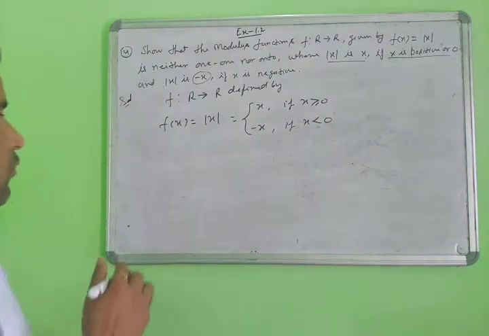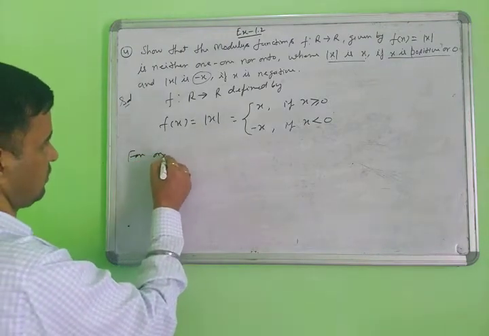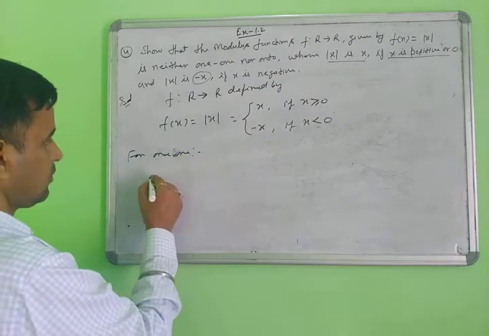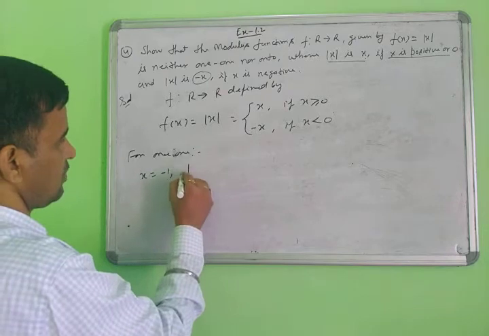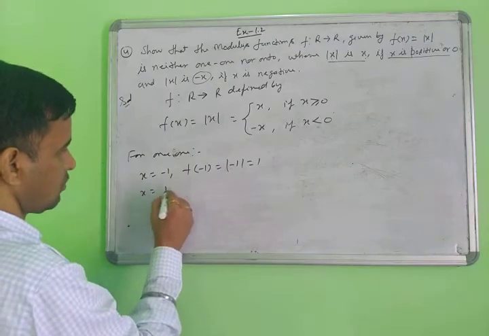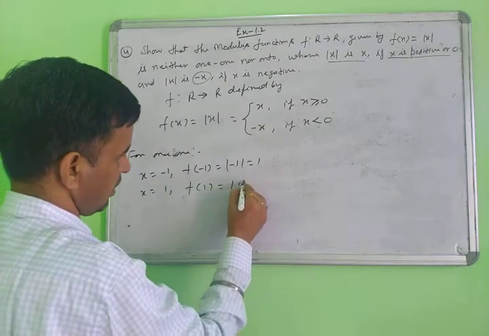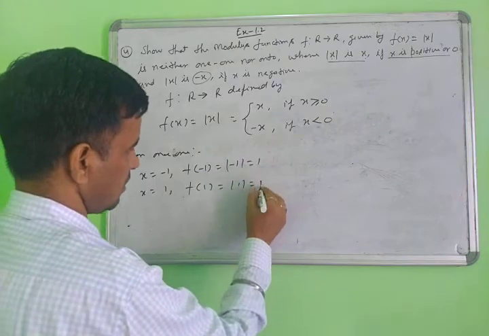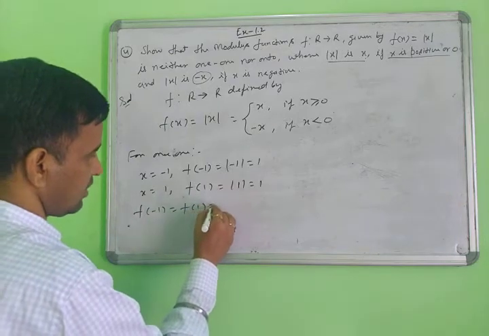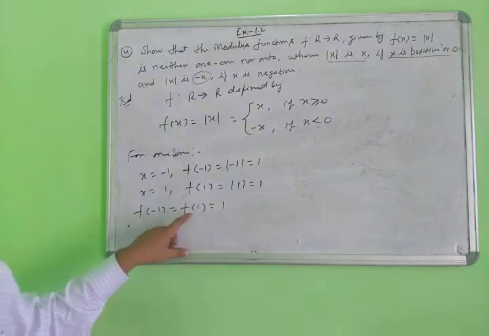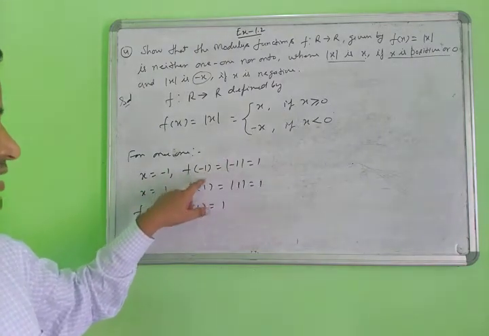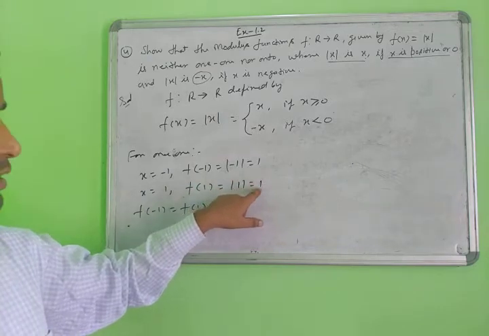Yes, now start the question here. Suppose you put x equal to minus 1. What is the value of f(minus 1)? The value comes 1. Suppose you put x equal to 1, then the value is also 1. It means f(minus 1) = f(1) = 1. Both the elements, the negative value and the positive value, have the same image here in the codomain.